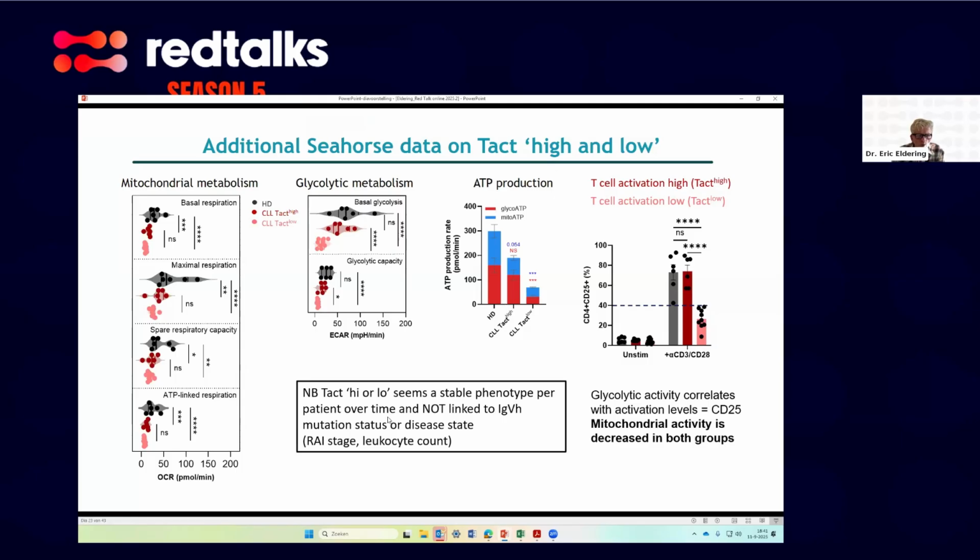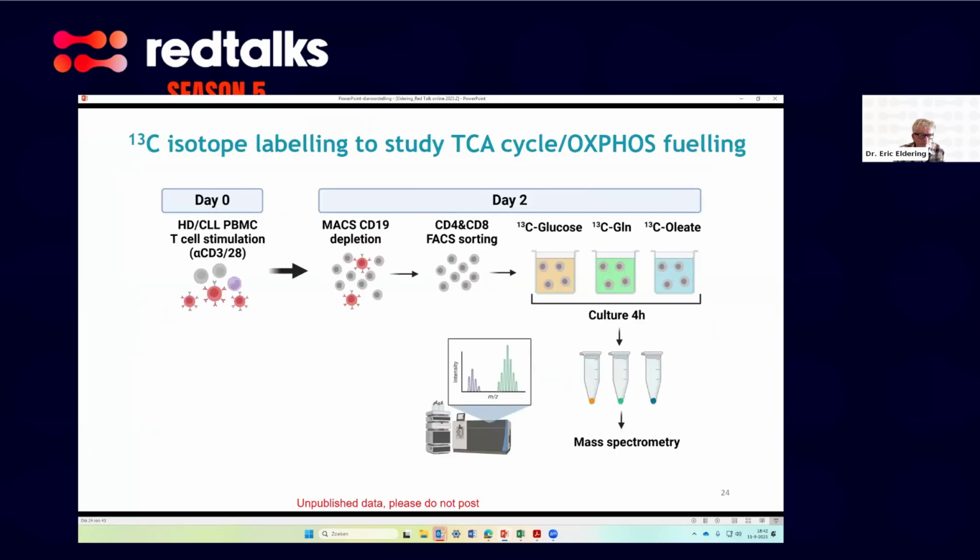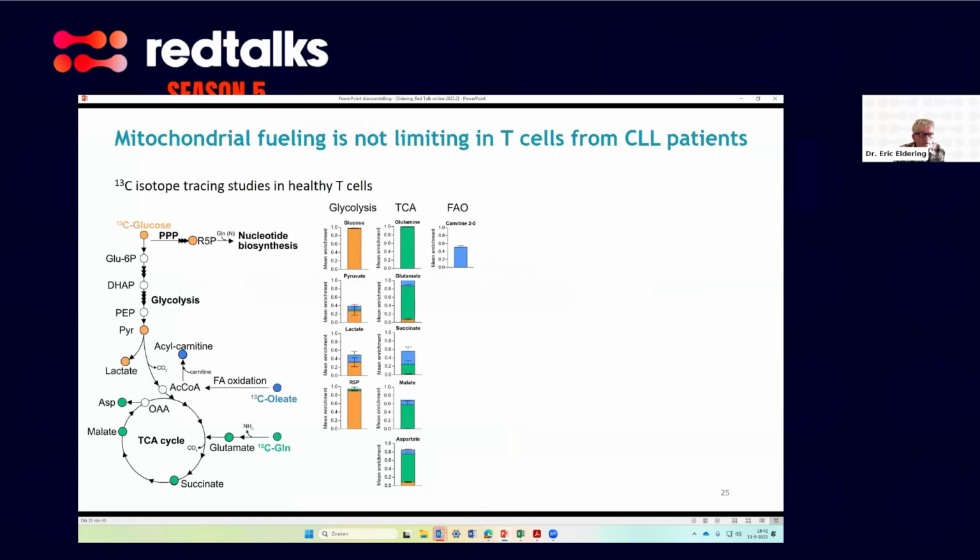And it's important to know that what is here in the box, it seems to be a stable phenotype per patient. It doesn't really matter if we take blood 3 months later and it's still the same. So it seems to be fixed per patient. And we don't know what is actually the cause of this, but this is our observation. In view of the time, I will skip this.